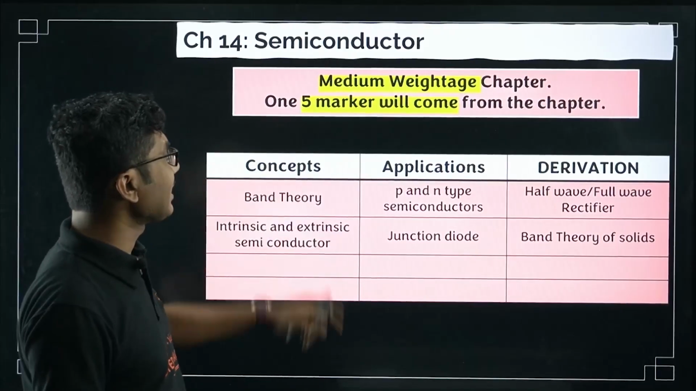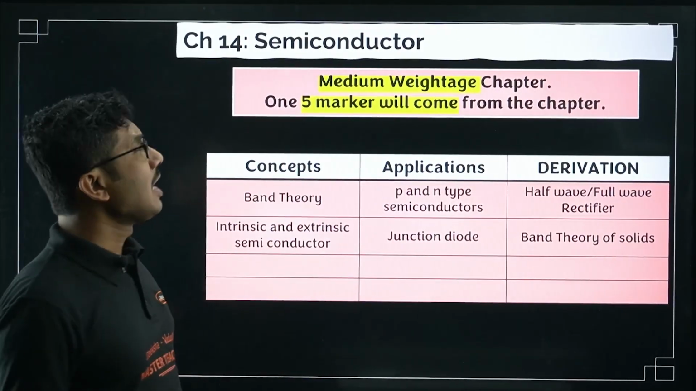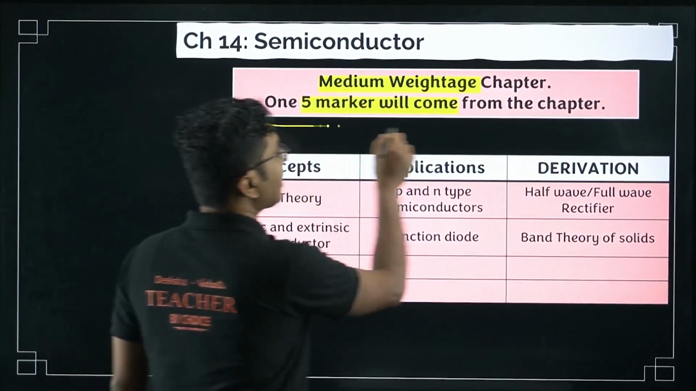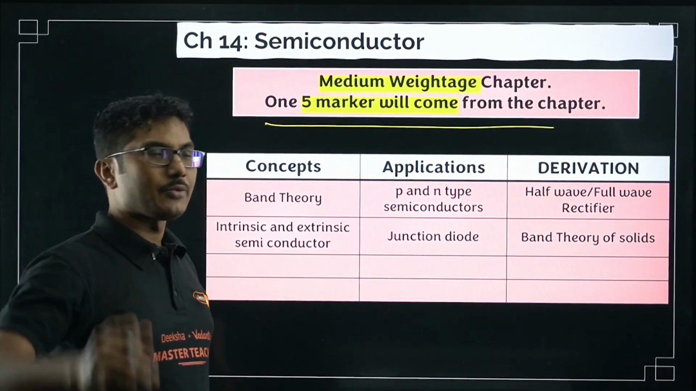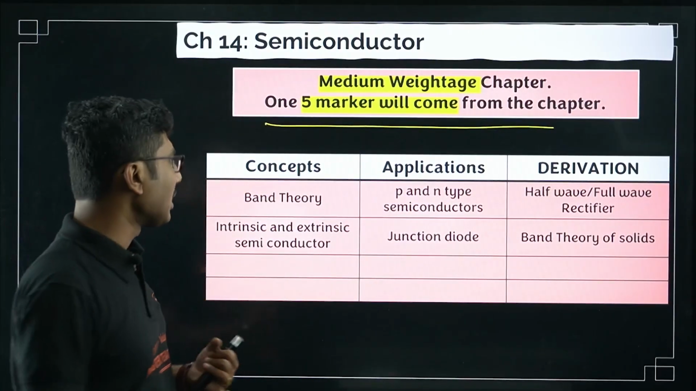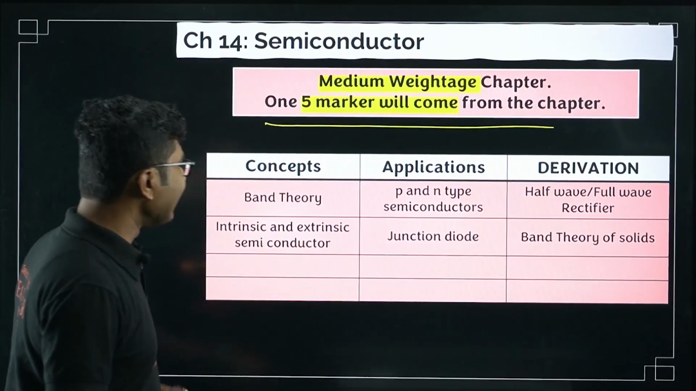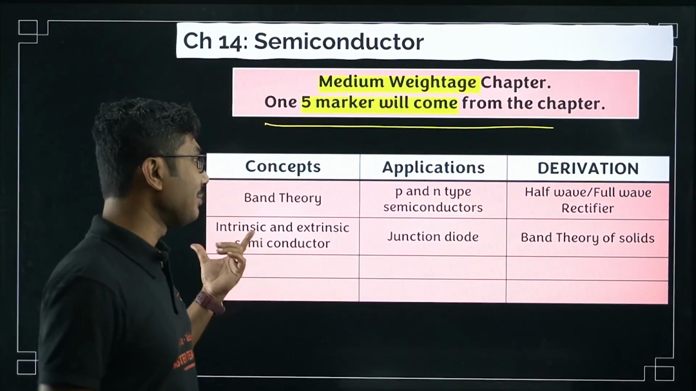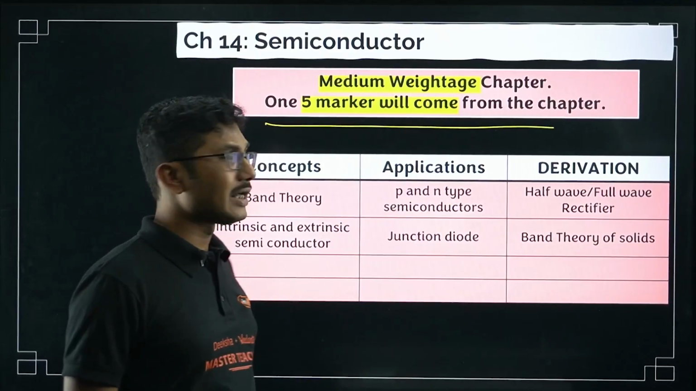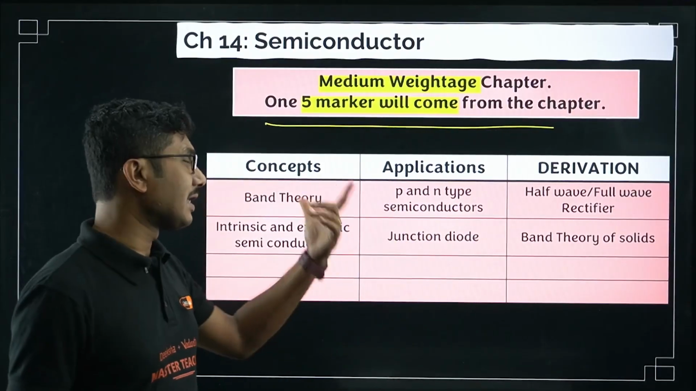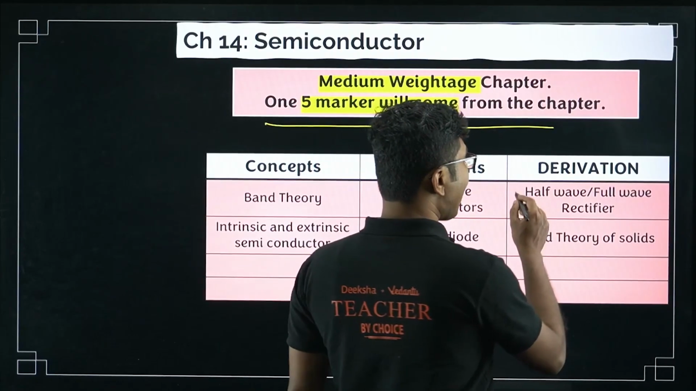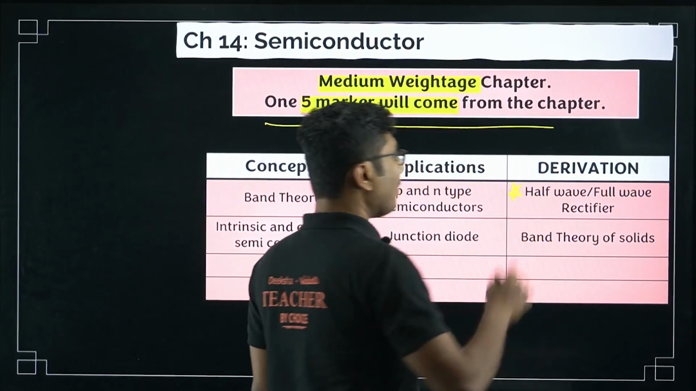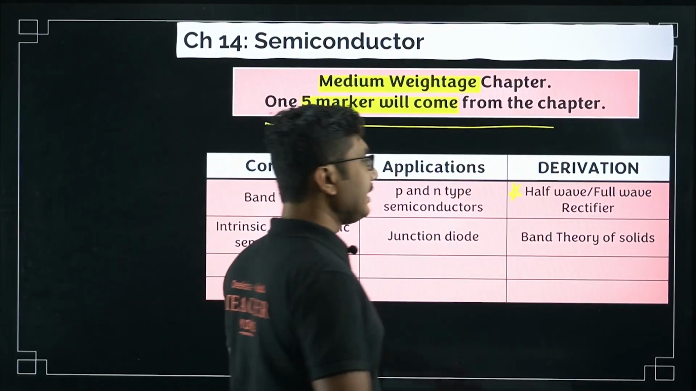Now semiconductor, a medium weighted chapter, but a 5-marker will come from this chapter. A 5-marker, a long answer type, derivation type question will definitely come from this chapter. So band theory, intrinsic and extrinsic semiconductors are important concepts, p type and n type semiconductors, then junction diode, they are the application based questions.